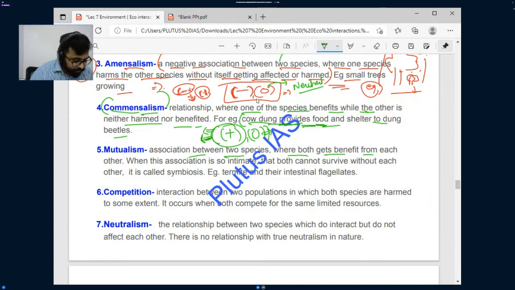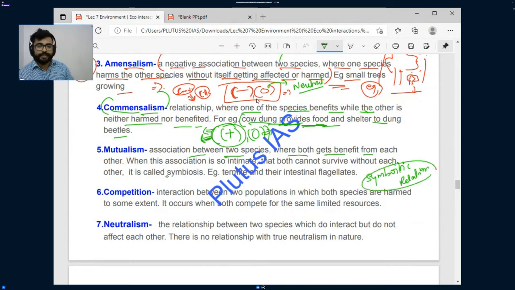Or it is also called symbiotism. They are completely symbiotic in relation, जहां पर दोनों का फायदा हो रहा है. Now, if I quote this example, termite with their intestinal flagellates, इससे बेटर एक एग्जांपल मैं आपको उस टॉपिक से दूंगा जो कि हमारे लिए बहुत इंपॉर्टेंट है. It is corals and coral reefs.